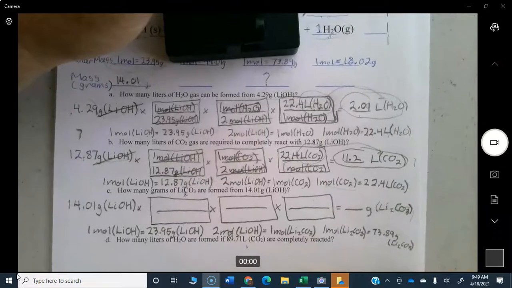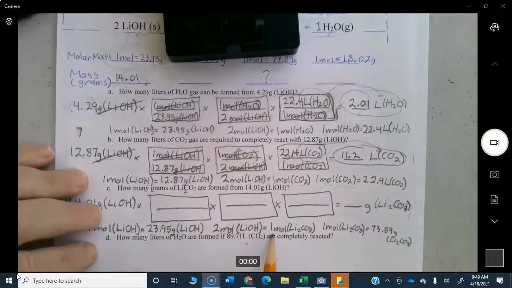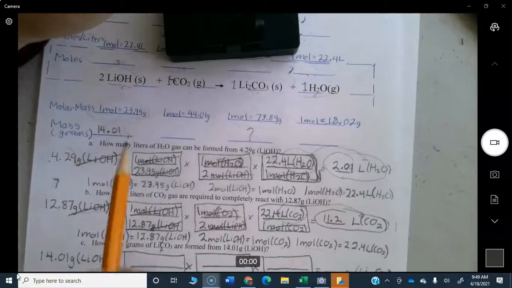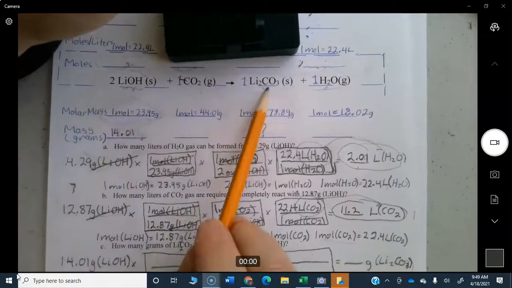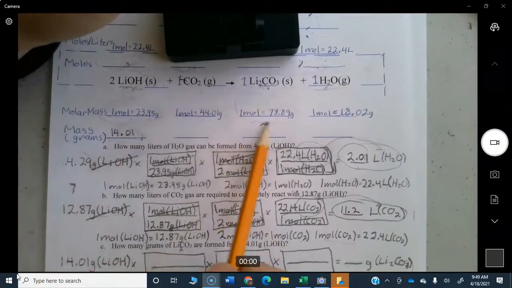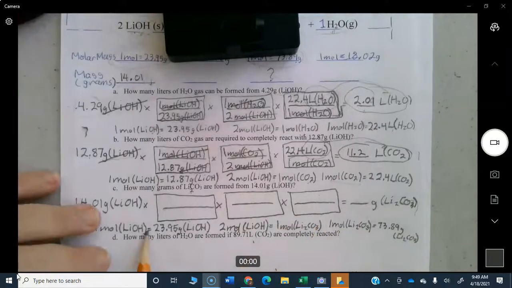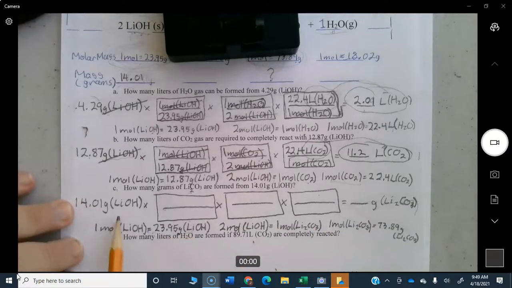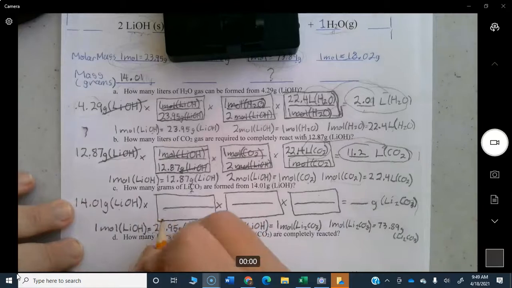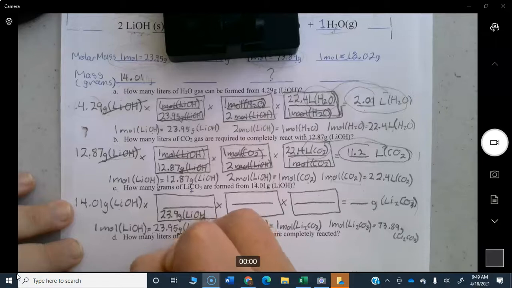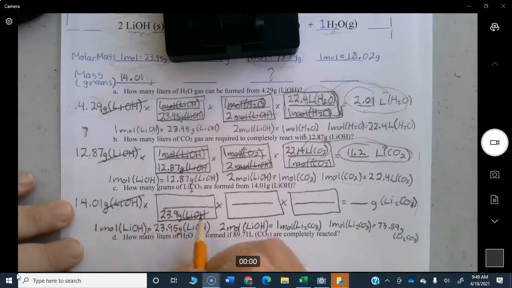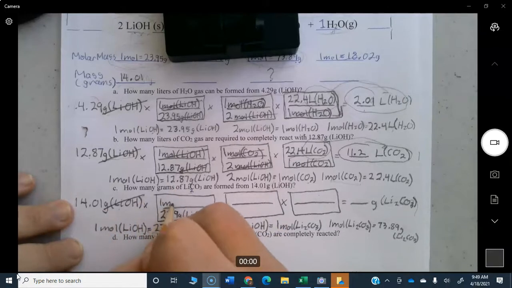Okay, and let me get on screen there. So there's the 2 moles LiOH, 1 mole Li2CO3. Okay, so that's this one to this one, and then to come out to the question mark, you need the molar mass, and that's this one down here. Okay, so which one of these two is it going to be? It's got to be grams of LiOH. Cancel and cancel, and the other one goes on top.